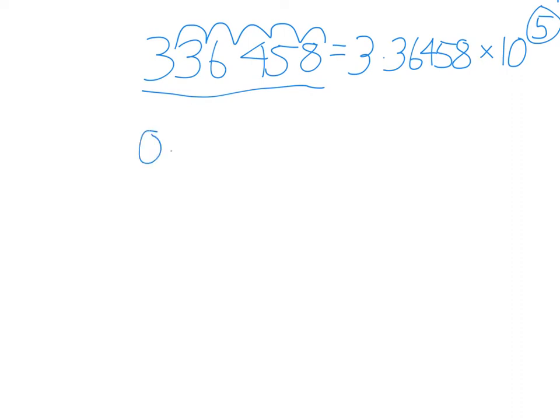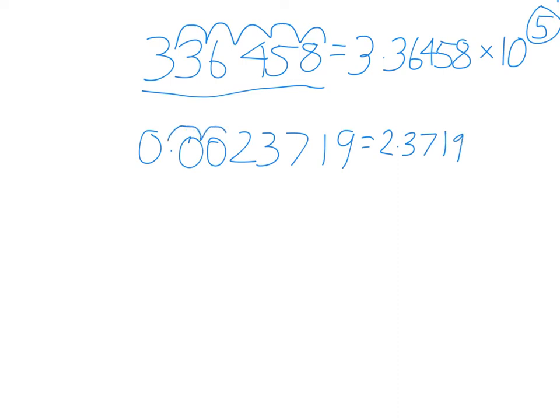If I have 0.0023719, something like that. So again, I want to make this a number between 1 and 10, so that's just going to be 2.3719. Now to do this, I've moved the decimal point 1, 2, 3 spots. So it's going to be 10 to the 3, but because my original number, as I said before, was less than 1, this will be a negative, okay?